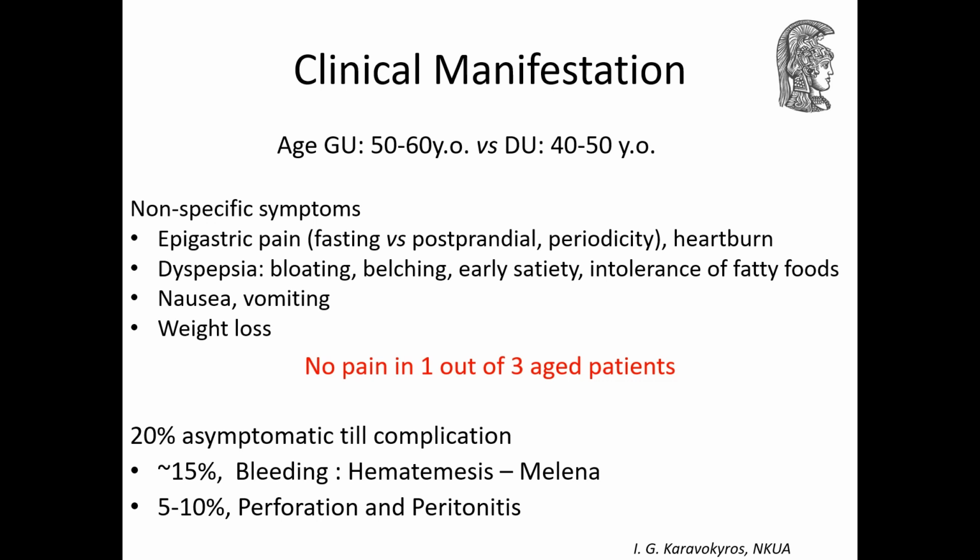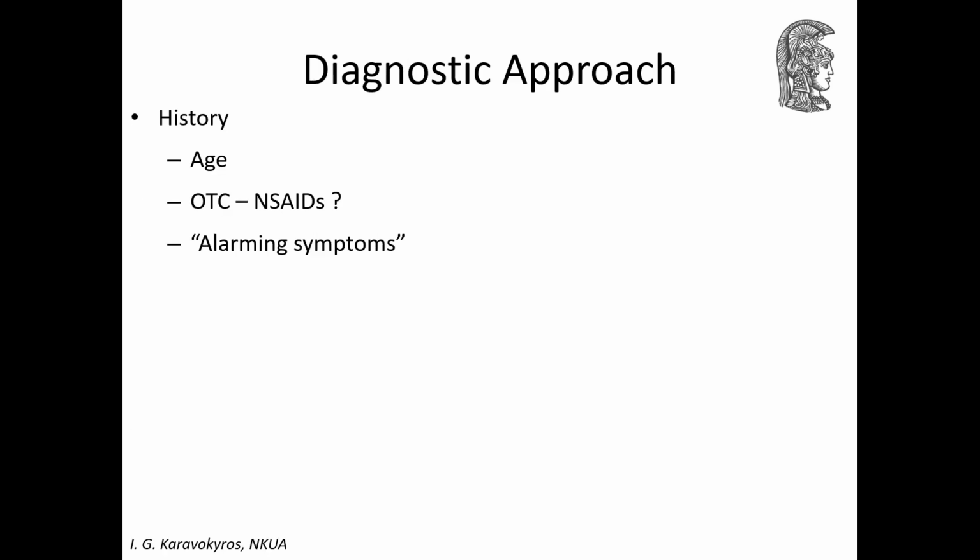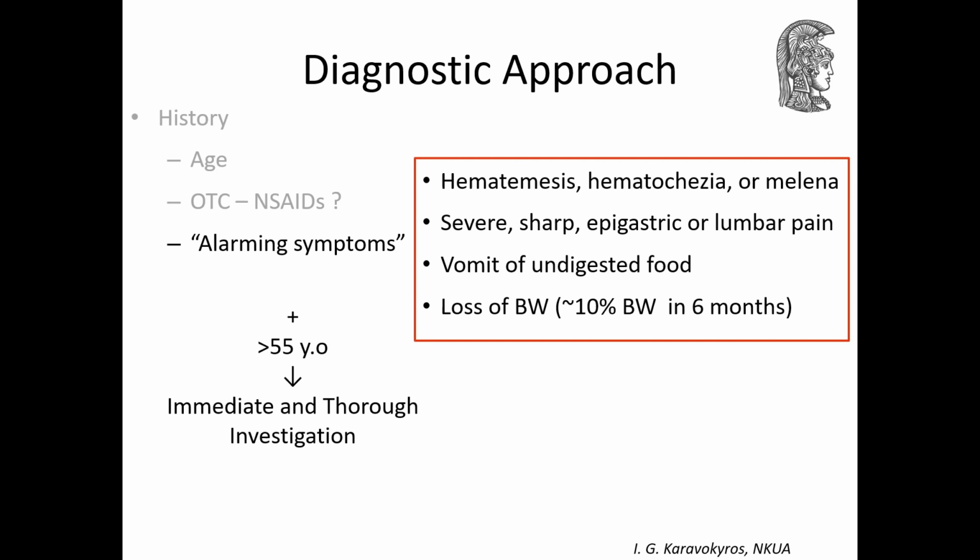and peritonitis. Taking the medical history, the age of the patient, a possible treatment with over-the-counter medication, such as aspirin or antacids, and the presence of alarming symptoms are of great importance. Alarming symptoms may indicate the development of a serious, potentially life-threatening complication. A history of hematemesis, hematochezia, or melena implies gastrointestinal bleeding.